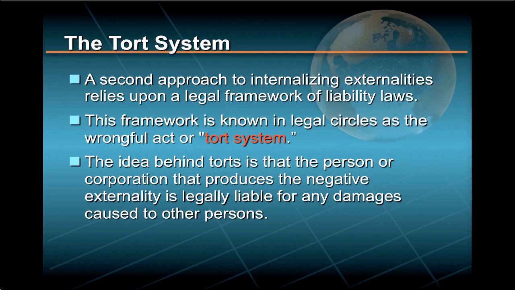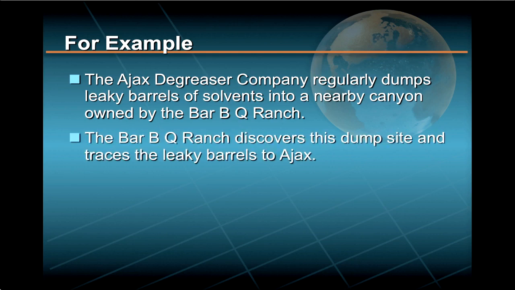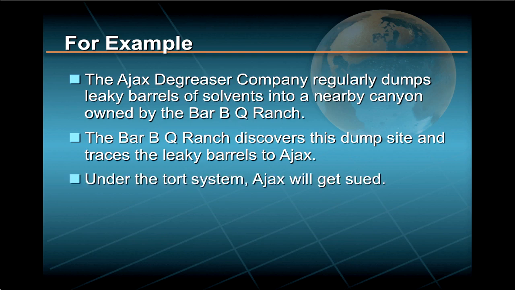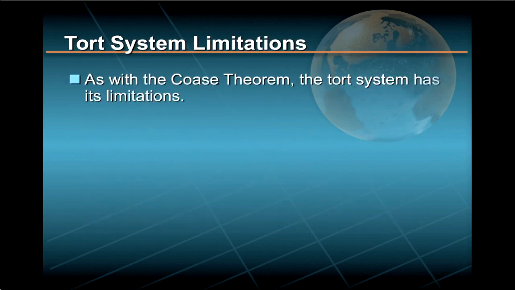For example, suppose the Ajax Degreaser Company regularly dumps leaky barrels of solvents into a nearby canyon owned by the Barbecue Ranch. But the Barbecue Ranch discovers this dump site and traces the leaky barrels to Ajax. Under the tort system, Ajax will get sued, and if Ajax loses, it will not only have to pay the Barbecue Ranch for the cleanup, it may well have to pay additional damages for despoiling ranch property. However, as with the Coase Theorem, this tort system has its limitations.